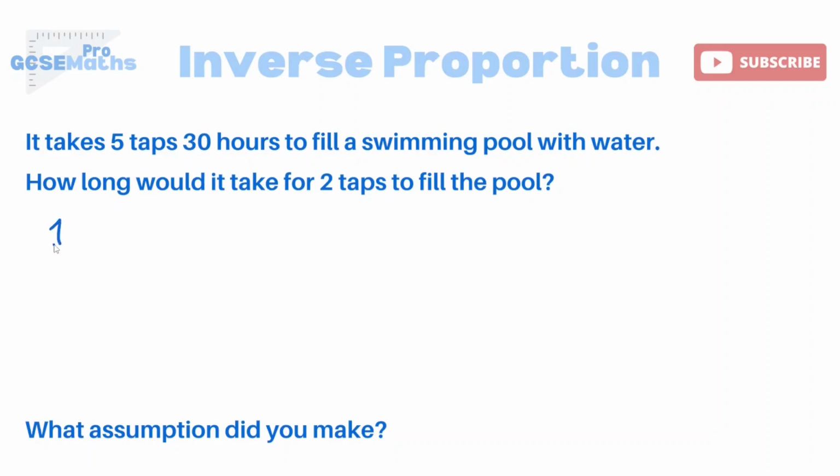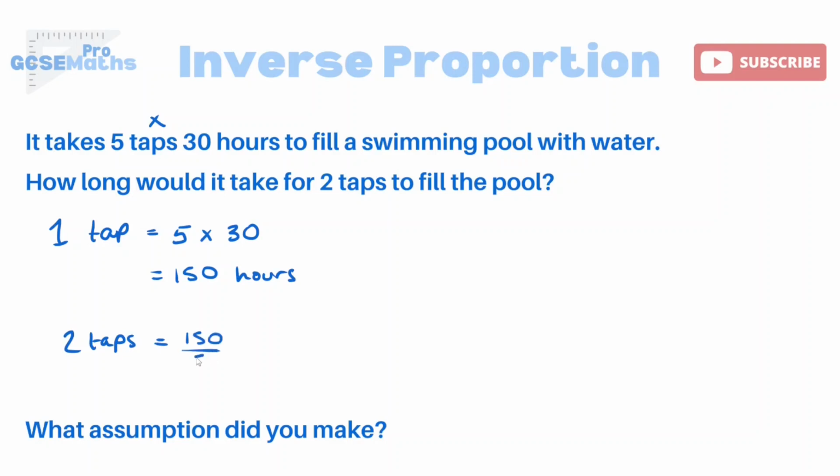So I want to first find out how long it would take if I had only 1 tap to fill the pool, and that's when we multiply. Remember we said 5 taps would take 30 hours, so 5 times 30 gives me 150 hours. So if I only had 1 tap, it would take 150 hours. I actually have 2 taps though, so then I can do 150 divided by 2, which gives me 75 hours. Okay, that's why we have this method, because the previous one was a little bit simpler to figure out, but this one is a little bit harder to work out because the numbers aren't multiples of each other.